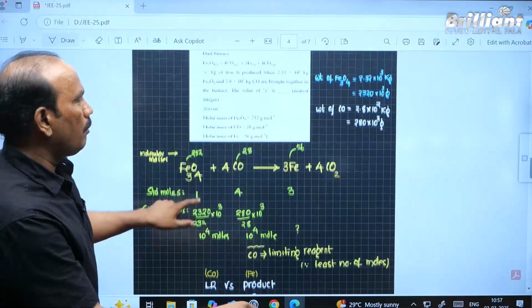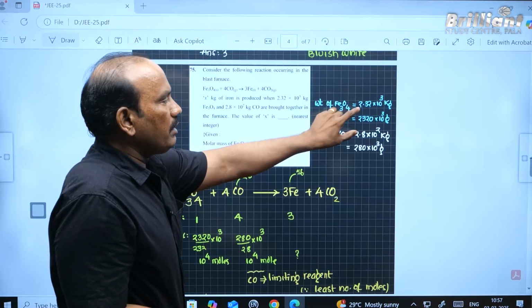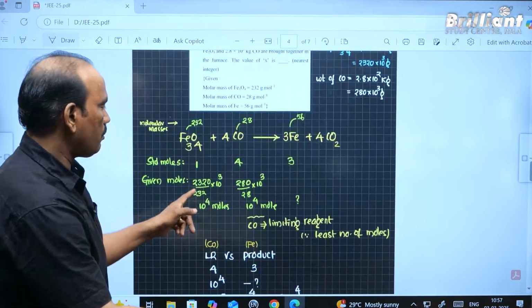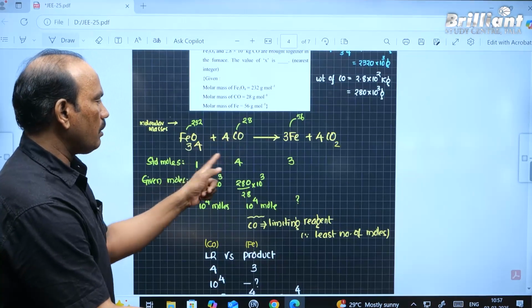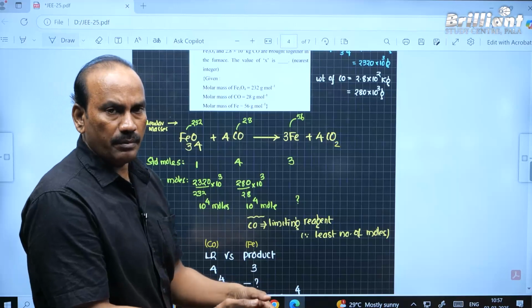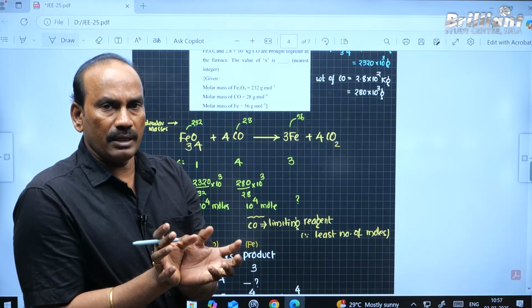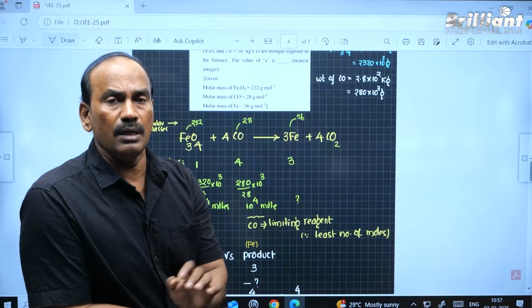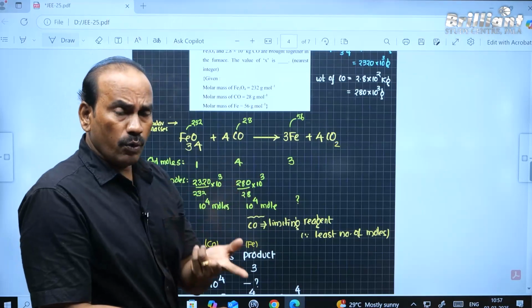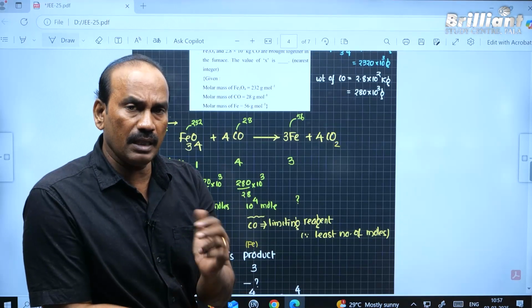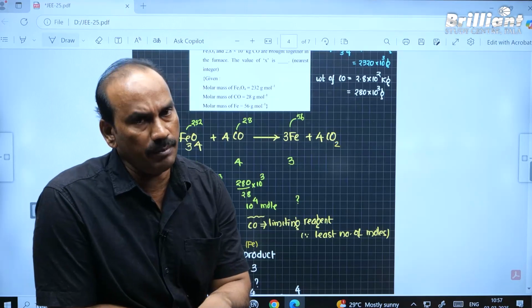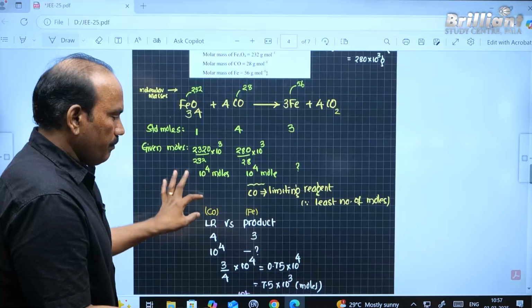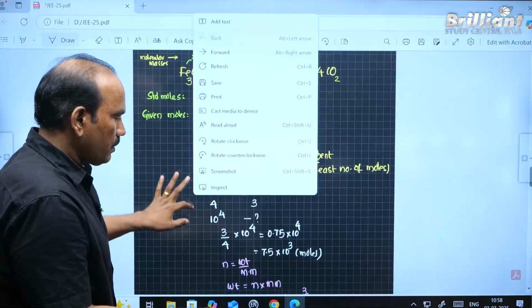What did I do? First, the weight in kgs changes to grams. I calculate the moles. From this, find the limiting reagent. How to identify the limiting reagent? If only one reactant is there, there is no limiting reagent. If 2 or more reactants are there and their concentrations are different, then the least concentrated reactant is called the limiting reagent. So here, this is the limiting reagent. Clear? This is the answer.